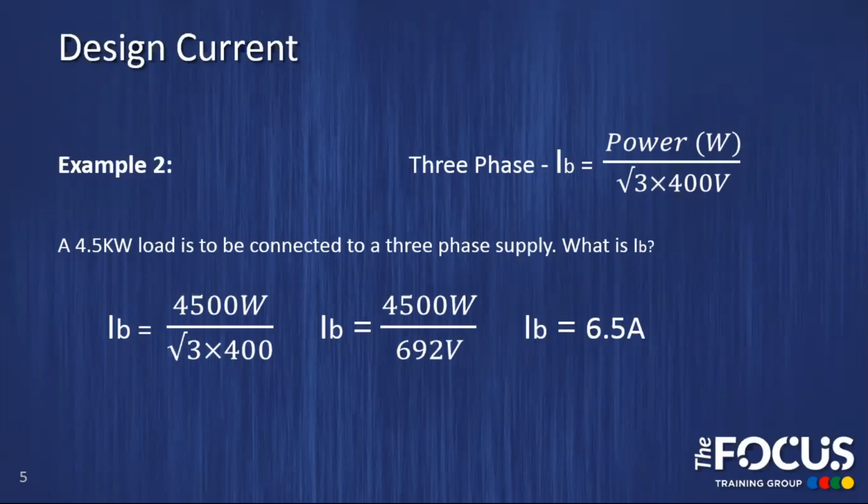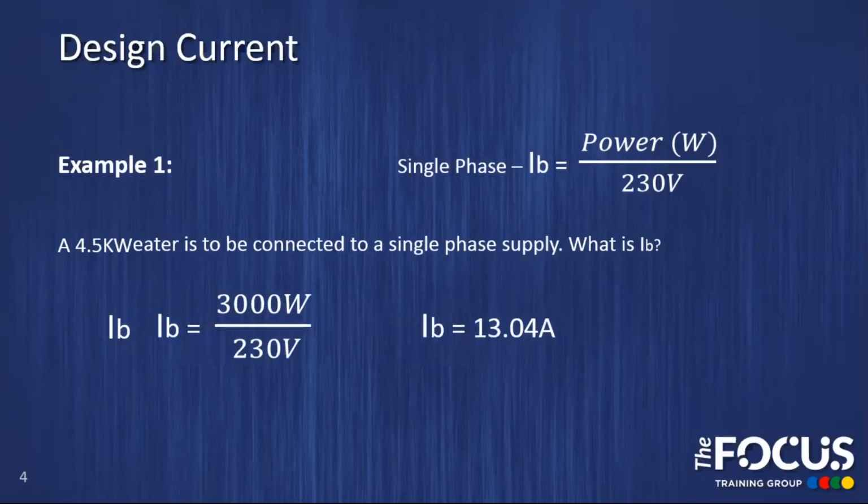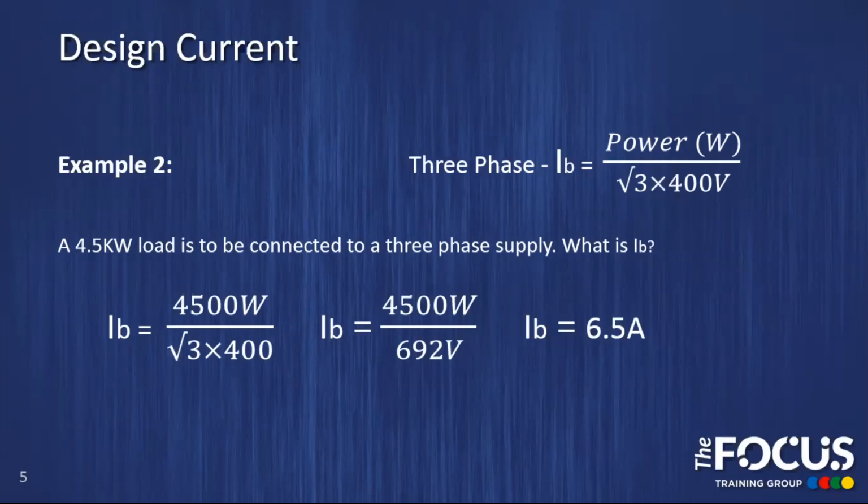Just bear in mind that the first example, example 1, was for a 3 kilowatt heater on a single phase supply, and we had a design current of 13.04 amps. Then for example 2, we've actually got a higher load. We have a 4.5 kilowatt load, but because it's three phase, we've come out with 6.5 amps as our design current. Just bear in mind that that does actually mean 6.5 amps per phase.